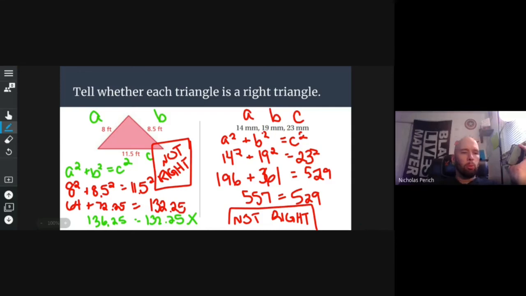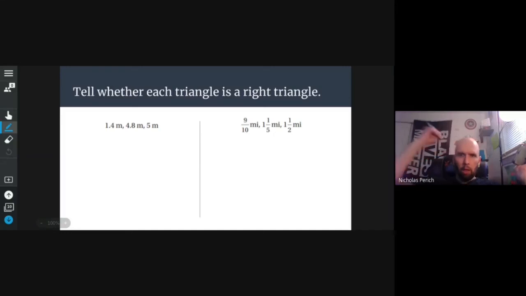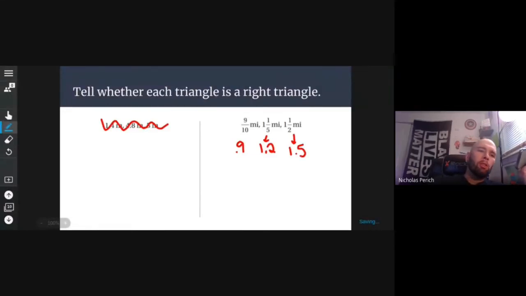Ooh, class is almost over. Let's skip this one because time is running out. Which of these is the largest? Well, if it helps, let's put it as decimals. 9 over 10 is 9 tenths. 1 1/5 is 1.2. And 1 1/2 is 1.5, which means you have to be C, and you can be A, and you can be B.